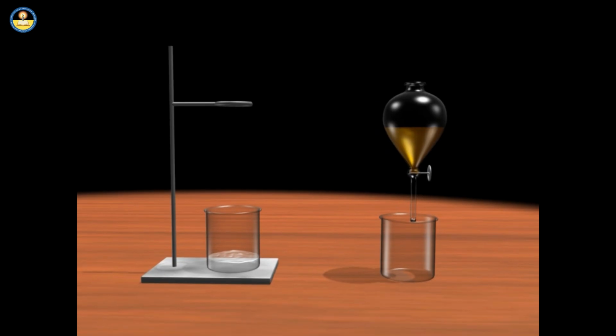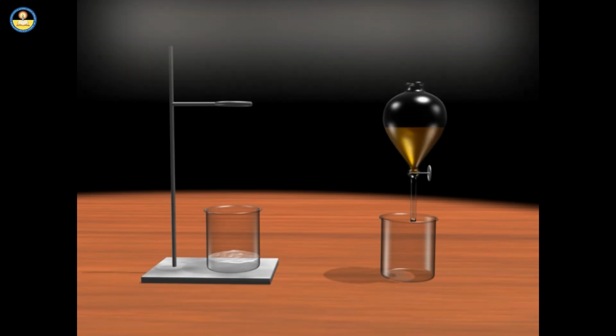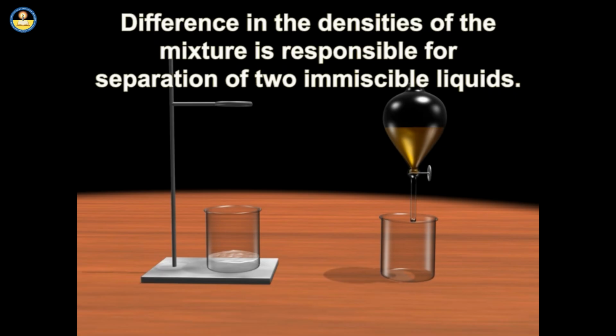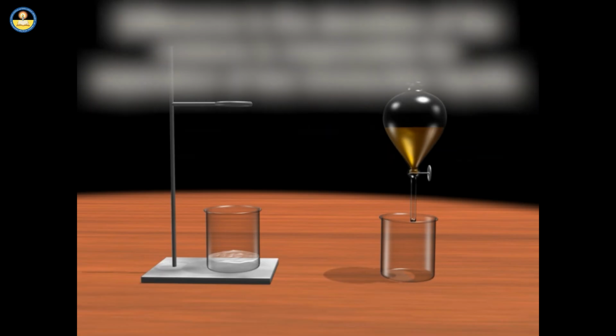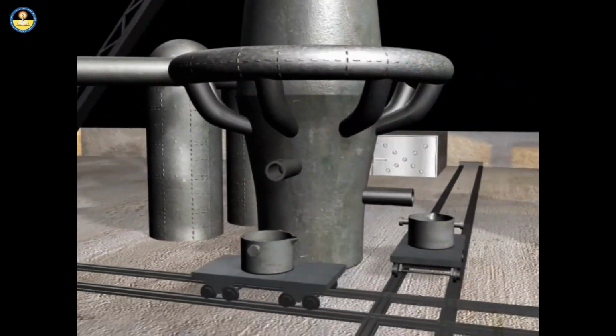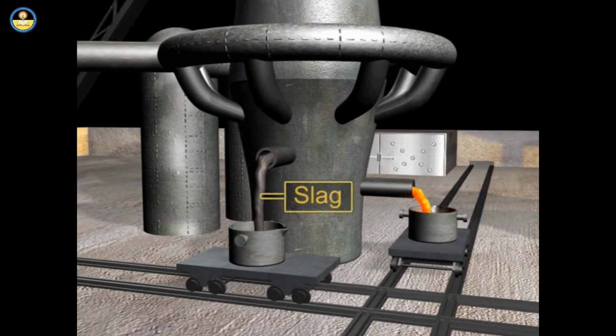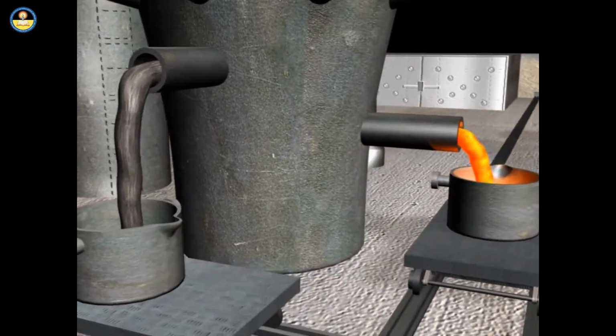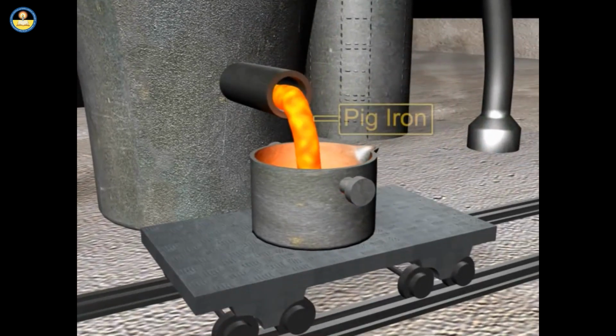Do you know the principle behind this? The separating funnel uses the differences in the densities of 2 immiscible liquids to achieve the separation. Let's now discuss the application part of it. The separation of the lighter layer of molten slag from the heavier molten iron layer in the blast furnace is based on this principle.